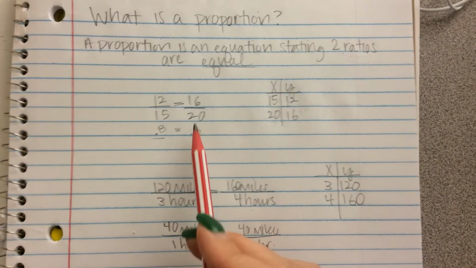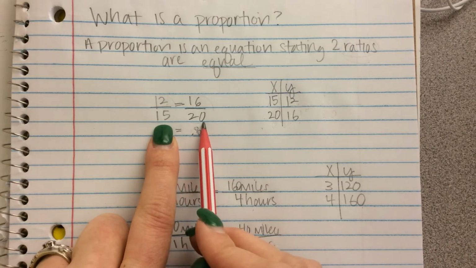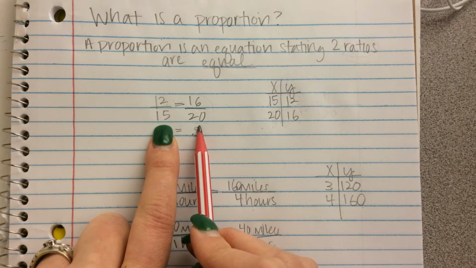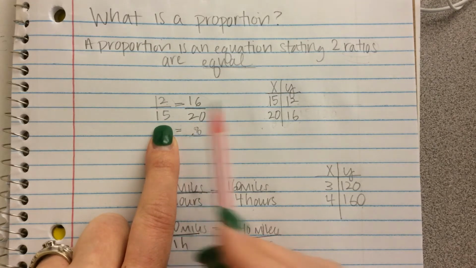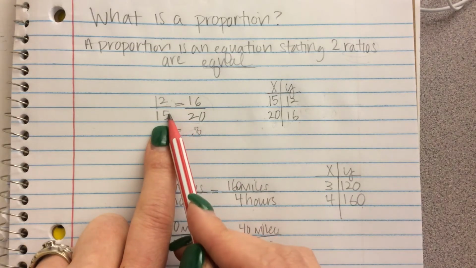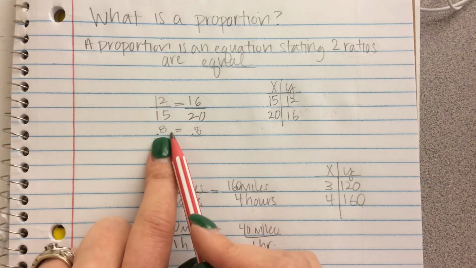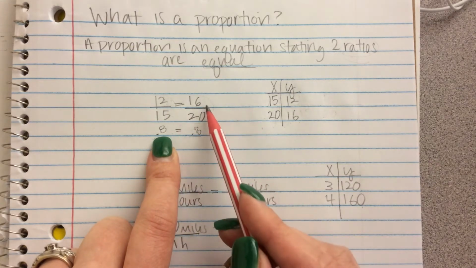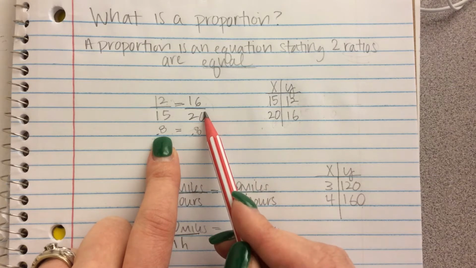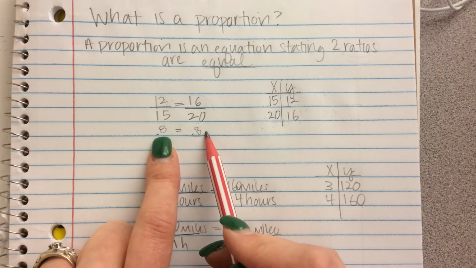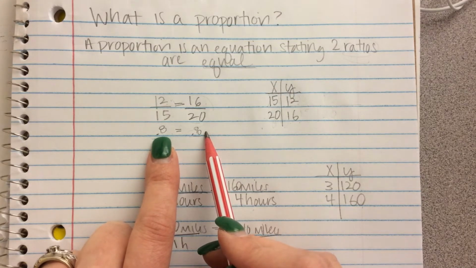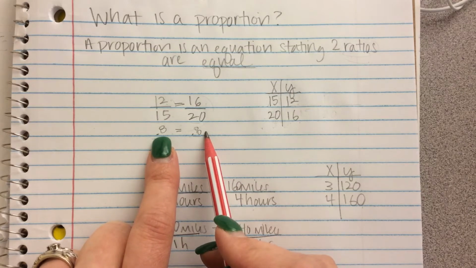Our first example here is 12/15 equals 16/20. So this is saying that this fraction equals this fraction. Let's make sure that works. If I do 12 divided by 15 in my calculator or in my head, it is going to be 8/10. Then if I take 16 divided by 20 in my calculator, I'm going to again get 8/10.